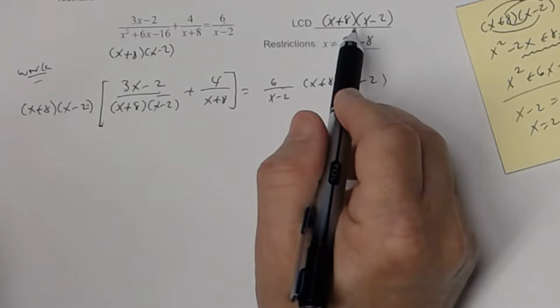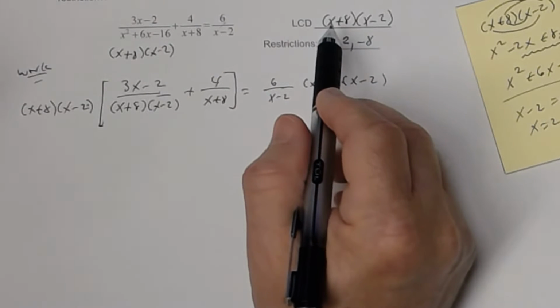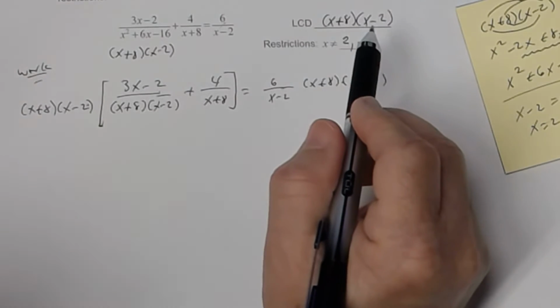All right. So when you put that comma, you're making it a list. So you're saying the LCD can be x plus 8, it can be x minus 2, which is not true. It is x plus 8 times x minus 2.